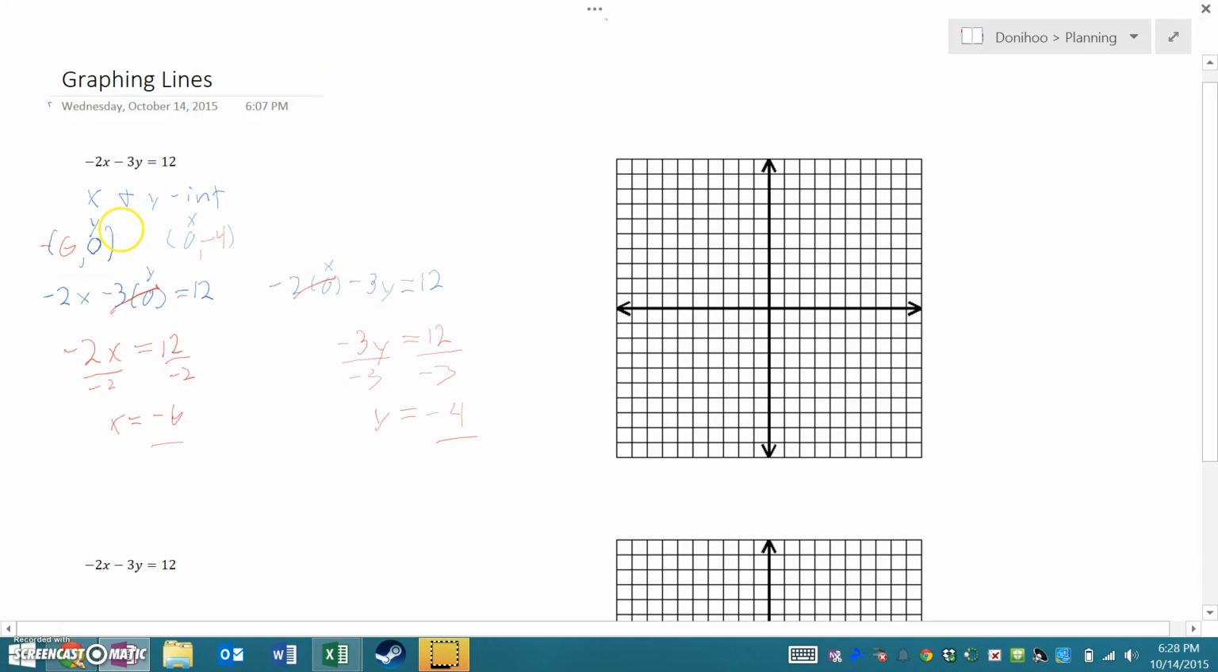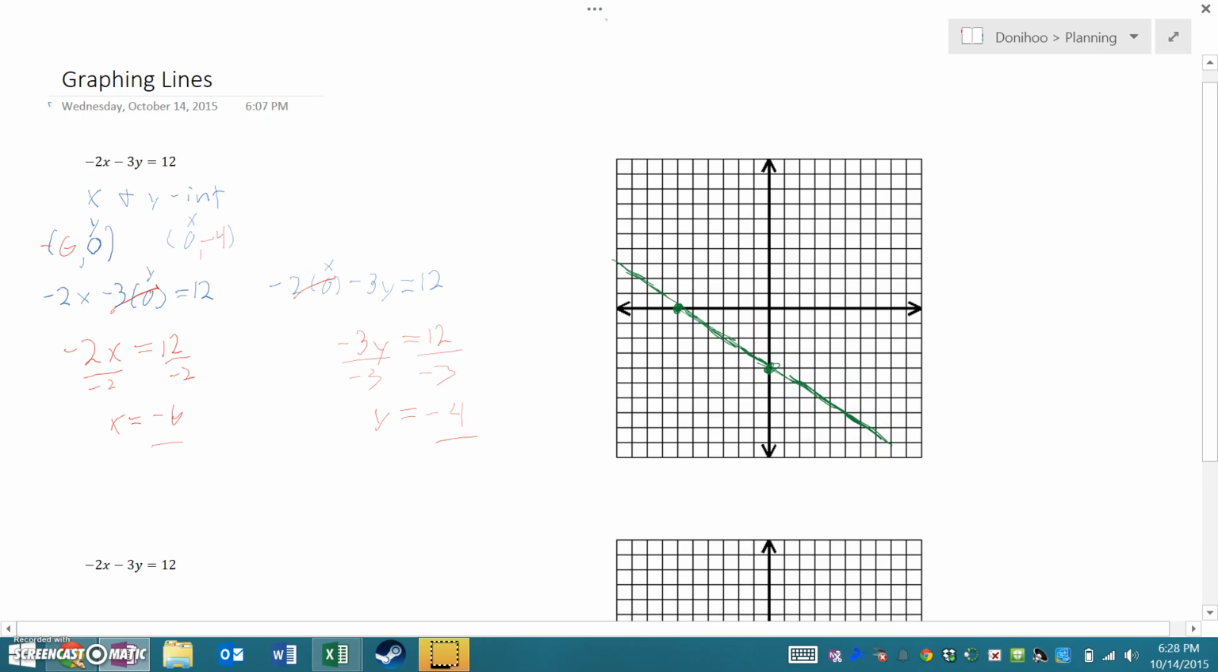Okay, so negative 6, 0. So 1, 2, 3, 4, 5, 6. There's one point. 0, negative 4. 0, 1, 2, 3, 4. All right, and there's my second point. So now it's just a matter of drawing a line through those two points. And there we go, line graphed.